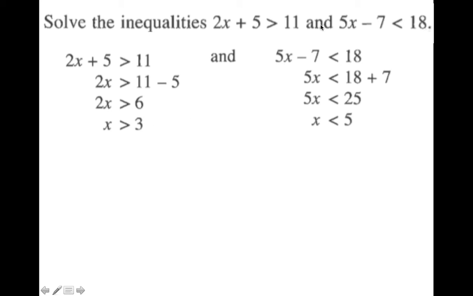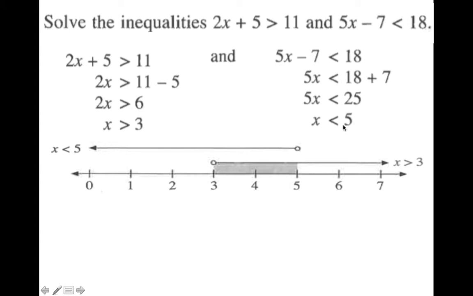And, because this is an AND statement, we have the second inequality. So to solve this one, I'll add 7 first, and then divide by 5, and we get x is less than 5. Putting both of those on one number line, here's x is less than 5, here's x is greater than 3, but this is an AND problem. We're looking for the intersection, and the intersection is where both occur, and both occur only in the middle here.